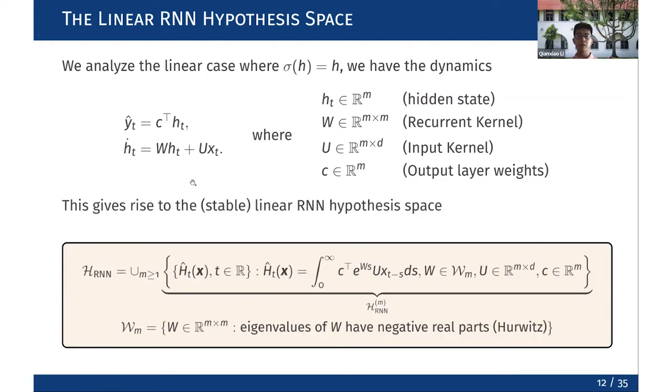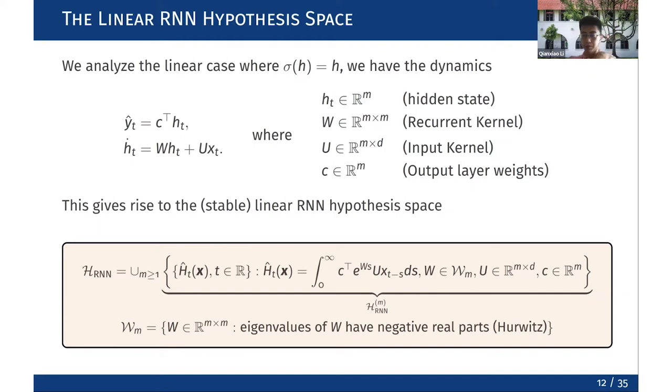So the nice thing about this simplification is that now this dynamics can be exactly solved, and you can actually show that the relationship between X, this input time series, and Y hat has an explicit form, okay? So we can write out the linear RNN hypothesis space. This is the group of functionals where each functional at time T is written as a convolution between your input time series and a kernel that looks like a sum of exponentials. So this is e to the Ws. This term arises because of this linear dynamics, right? It has an exponential solution.